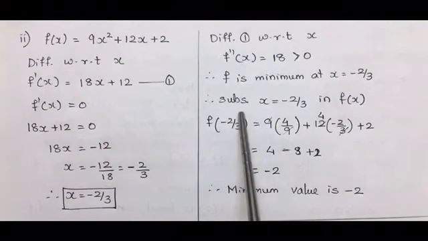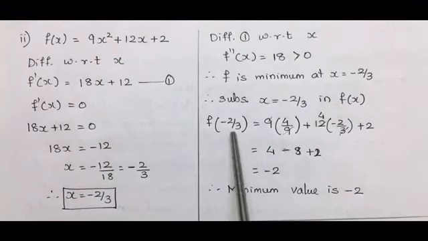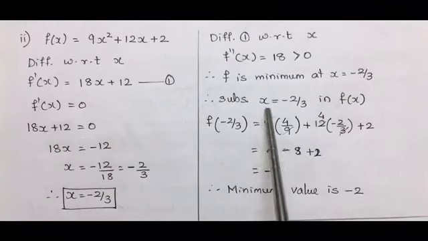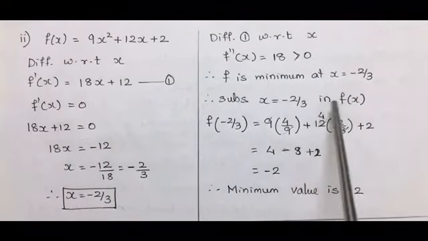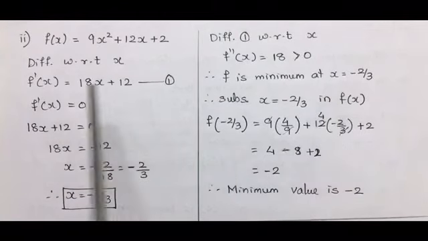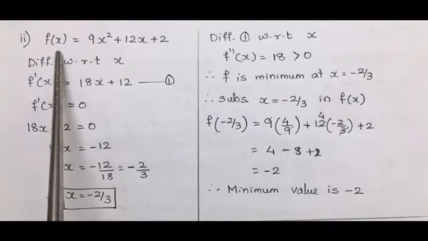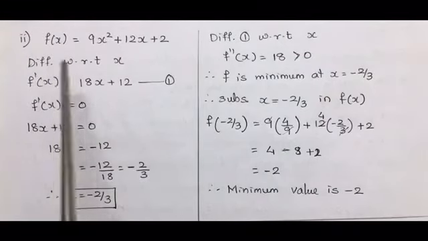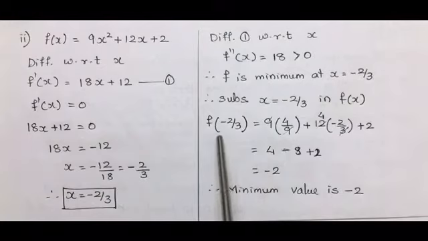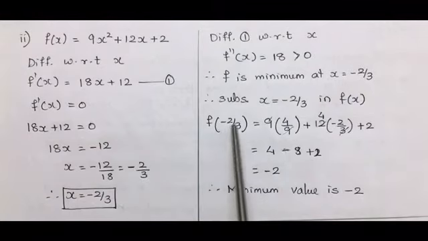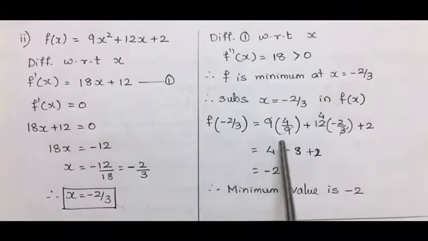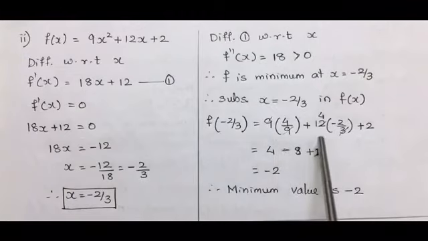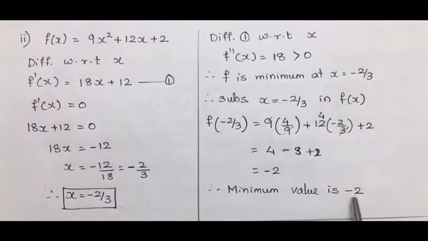Now to calculate the minimum value of f, the value of x equal to minus 2 by 3 is to be substituted in f(x). Don't substitute in f dash. It is to be substituted in f(x). Hence substituting x as minus 2 by 3 in f and calculating it, we get the value as minus 2. So minimum value of f is minus 2.